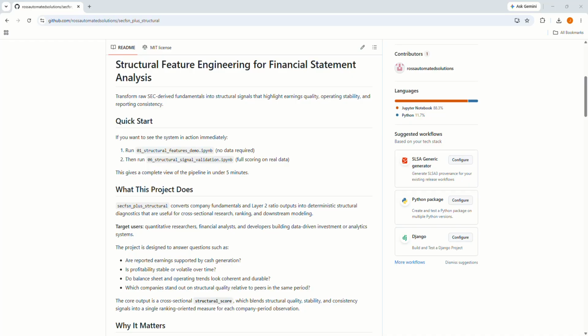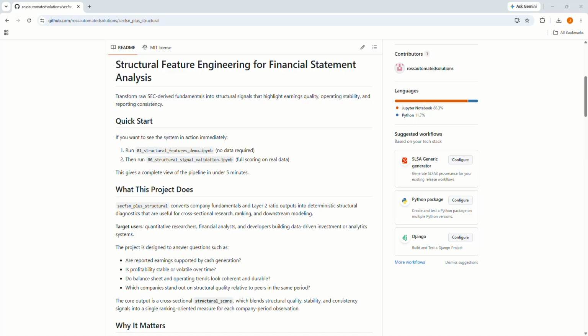This is a quick demo of SEC-FSN plus structural, a structural feature layer for financial statement analysis. Most financial analysis stops at ratios, revenue growth, margins, ROE. Those are useful, but they do not always tell you how reliable or persistent a company's performance is.